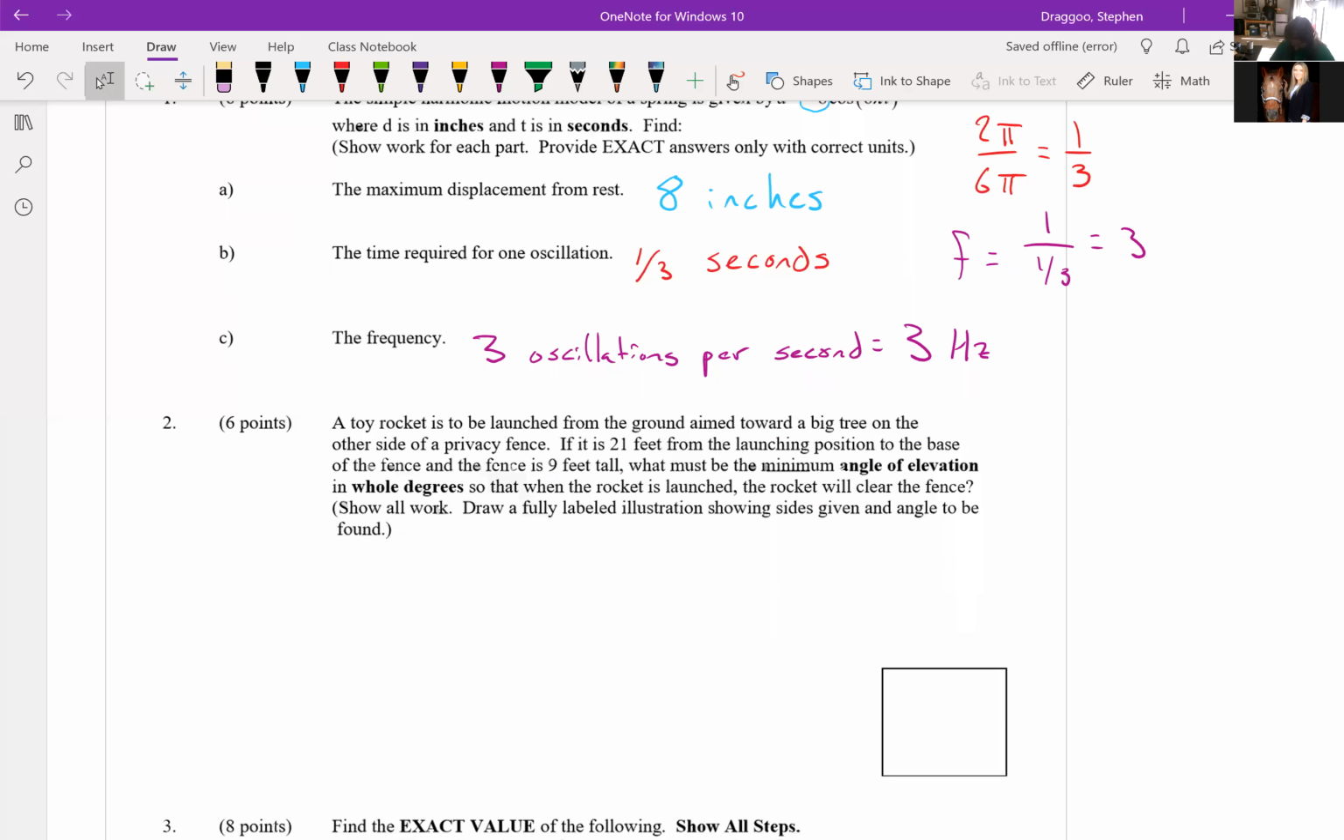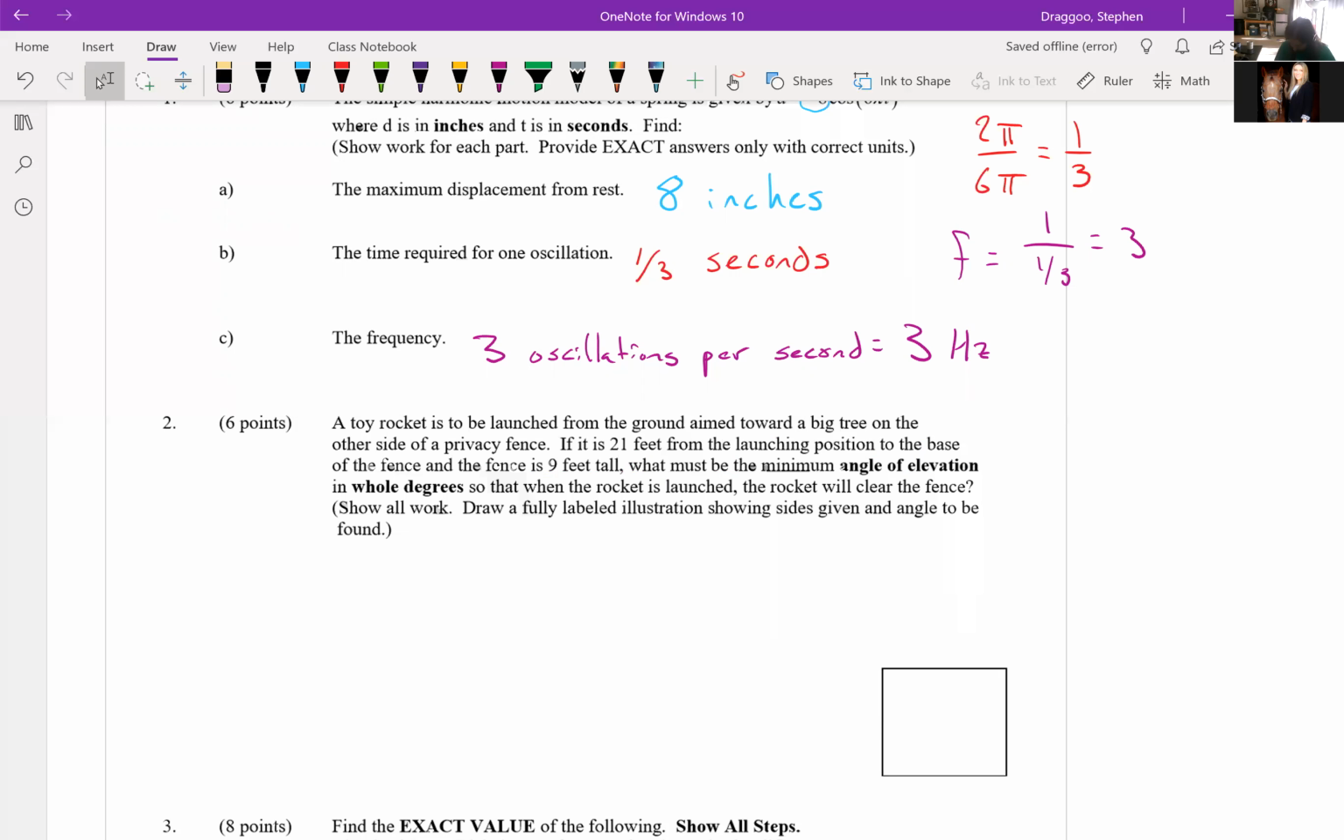Anyway, I'm awake. A toy rocket is to be launched from the ground, aimed toward a big tree on the other side of a private fence. If it is 21 feet from the launching position to the base of the fence, and the fence is 9 feet tall, what must be the minimum angle of elevation in whole degrees so that when the rocket is launched, it clears the fence?